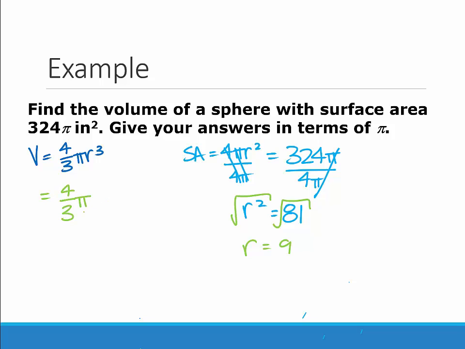And then that's what we're going to plug into the volume formula. 4/3 pi times 9 cubed. And if you cube 9, you end up with 729. And then I'm going to multiply that by 4 and then divide that by 3. So I end up with 972 pi, and it's inches cubed. So if something has a surface area of 324 pi, the volume is 972 pi.